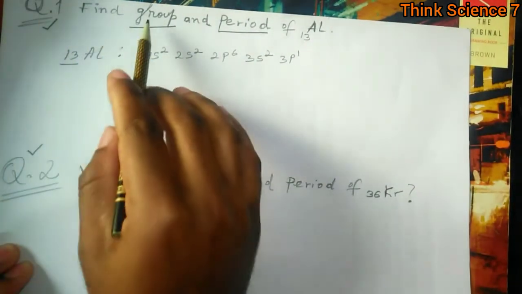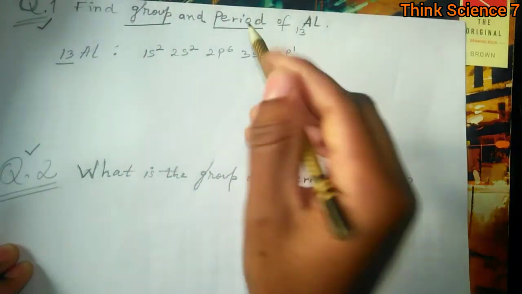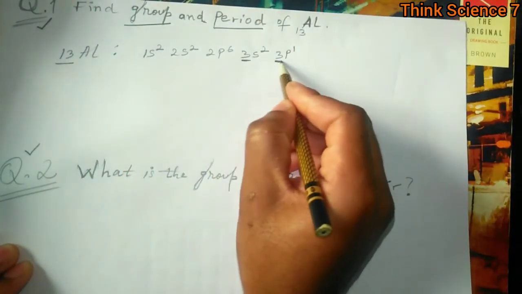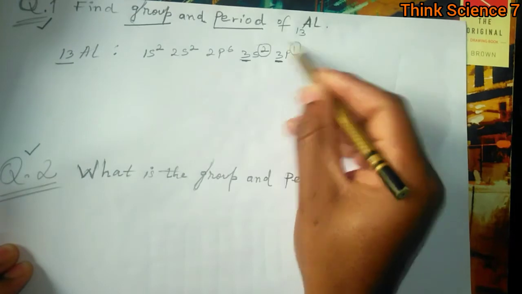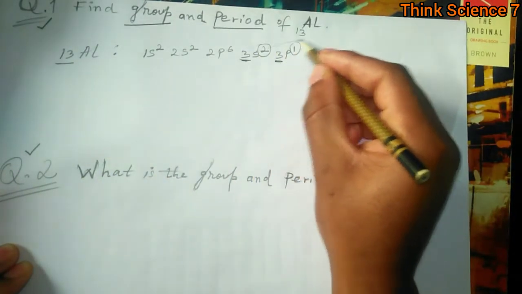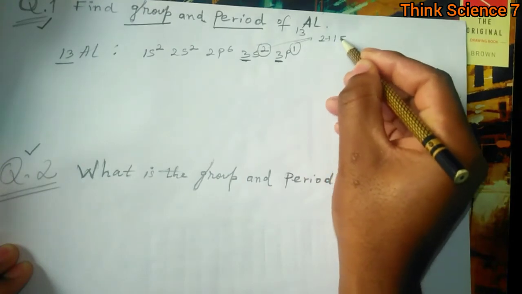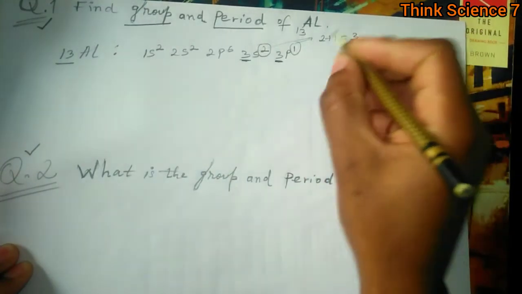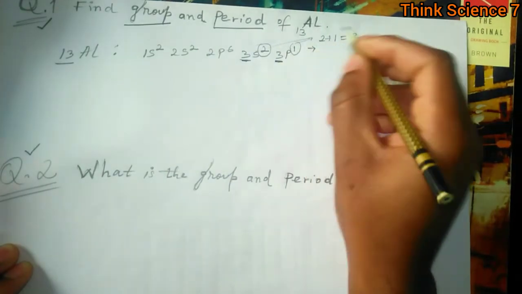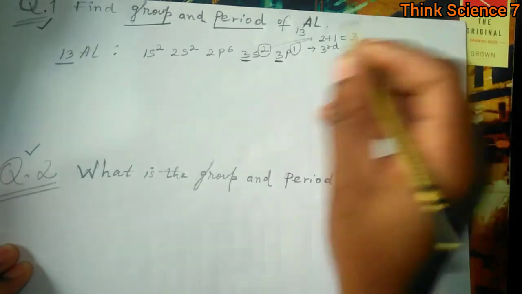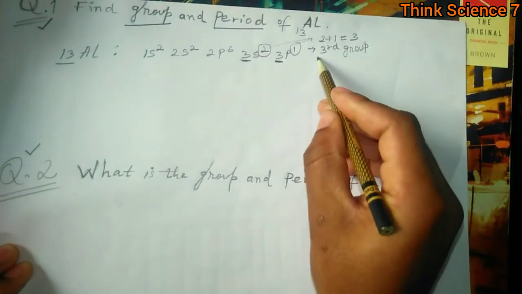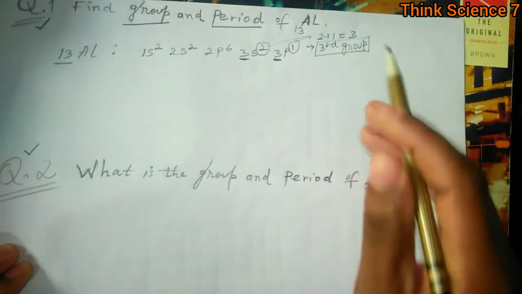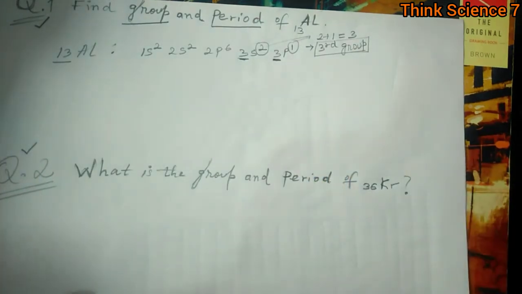Okay, so now to find group, we have to check this last shell, right? Last here is 3, right? It's third shell. And we have to sum up the powers of the last shell. We have 3 there 2 times. So now we add up 2 plus 1 is equal to 3. So this number right here represents the group in which the element is situated. So 2 plus 1 is equal to 3 means third group. Okay, so this is a group, right? We sum the powers of the last shell, and then we show the group in which the element is situated.